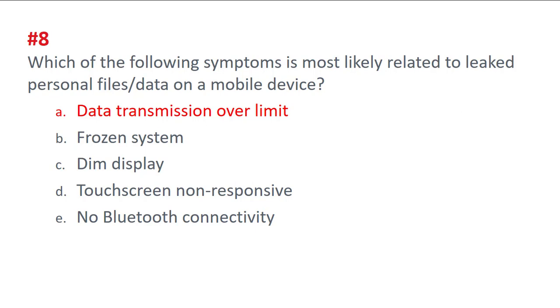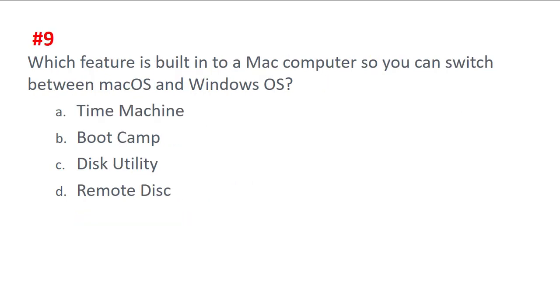This is a symptom that is how you will know that your files, if you're using way much more data than usual, someone's gained access to your personal files and data. Number 9, which feature is built into a Mac computer? That's right, we are now talking about one of these other operating systems for Mac, the Apple OS X here. Which feature is built into that Mac computer so you can switch between the Mac OS and a Windows OS? This feature's been around a long time. And the only one that makes sense, of course, is Boot Camp.